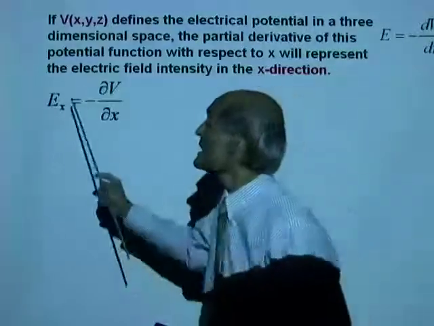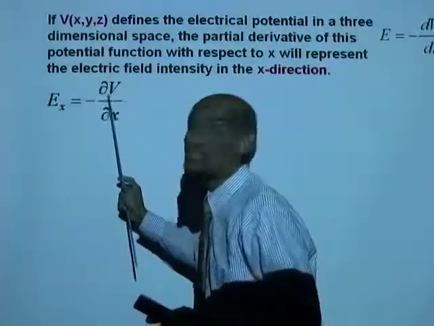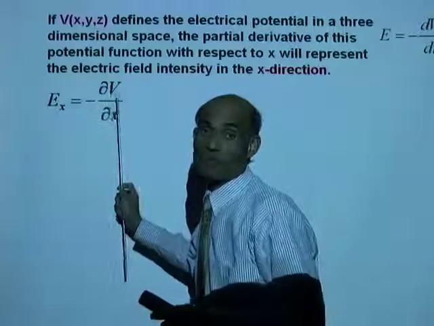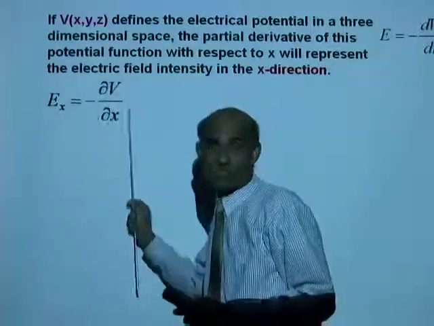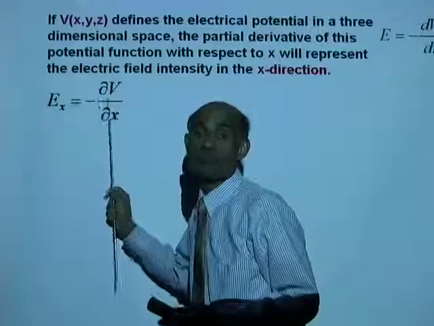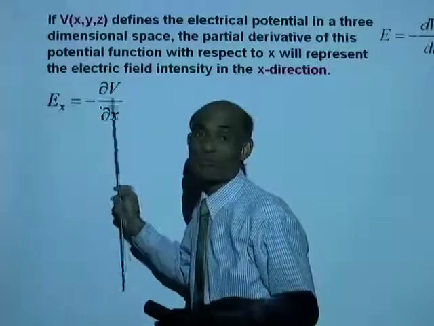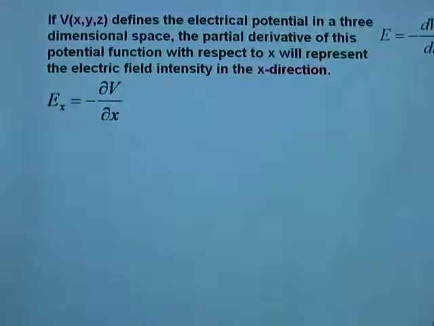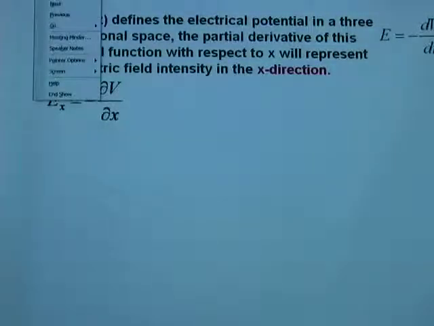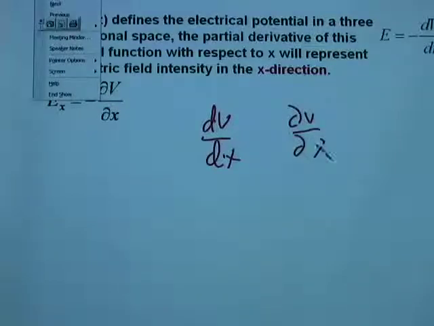In other words, Ex is negative. Now, you see, some of you have some idea about what this is, but most of you don't understand this. There is a difference between, let me show you that, dV by dx and del V by del x.